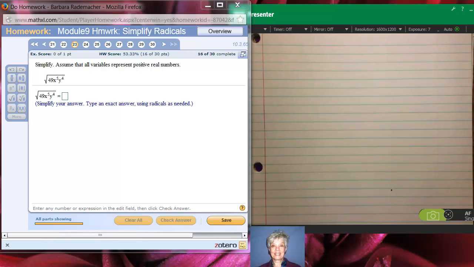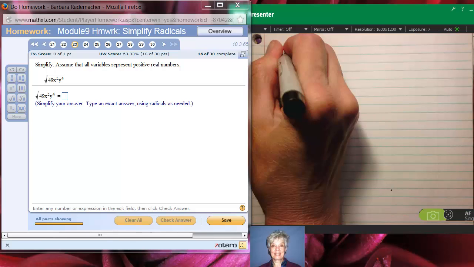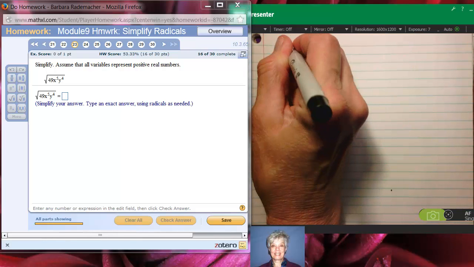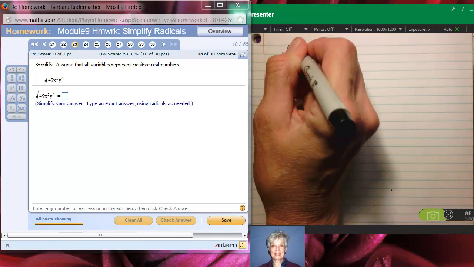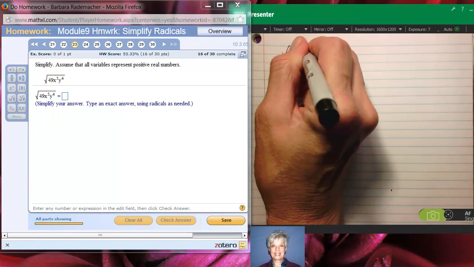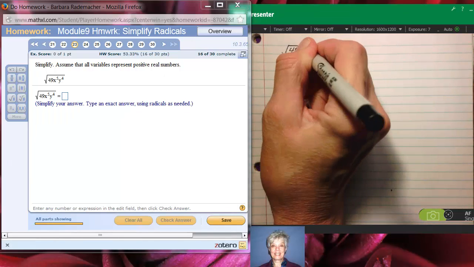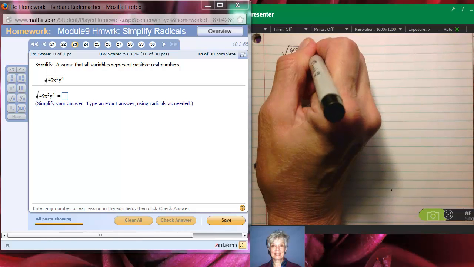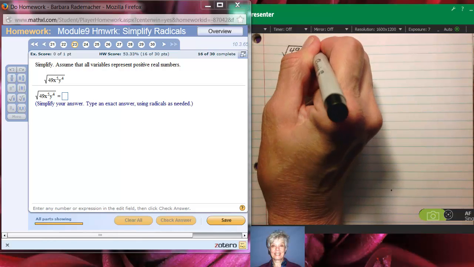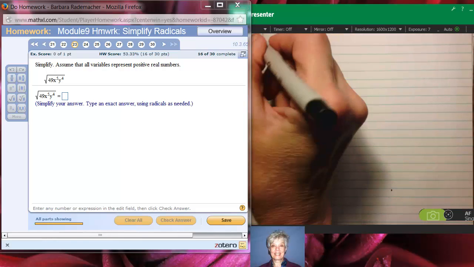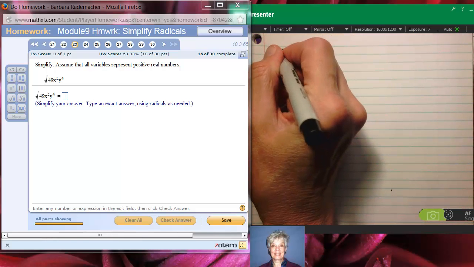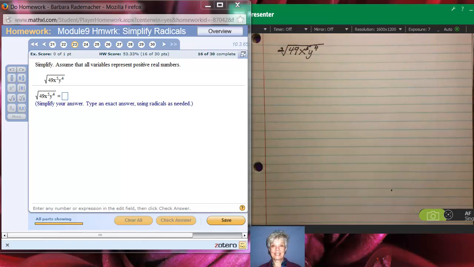Hi, we're almost done. But now we're getting into some admittedly ugly stuff. We're looking for the square root of 49, x to the fifth, y to the fourth. Remember that we have an index of 2 here because it's a square root. It's not something you actually write, but it's there.